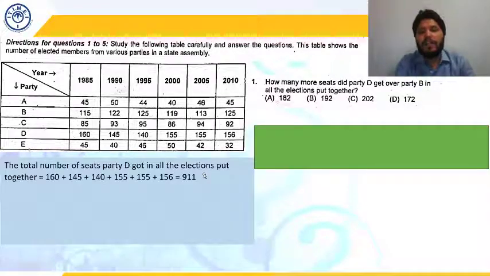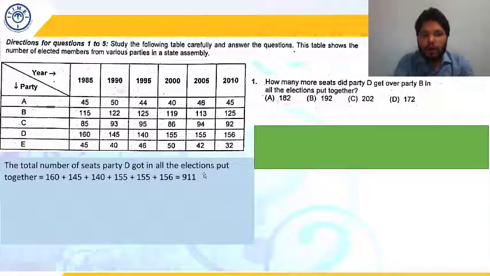First, we need to find out the total number of seats party D got in all the elections put together. Party D has got 160 seats in 1985, 145 seats in 1990, 140 in 1995, and so on. And the sum of all these is going to be 911. How to do this sum fast?